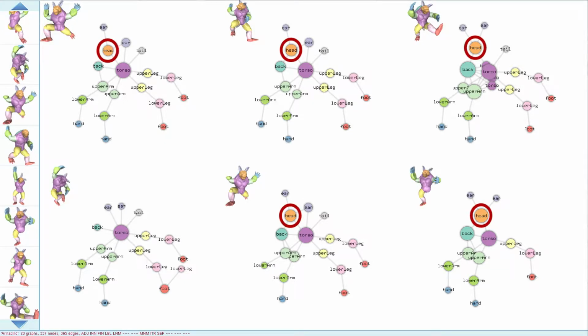It also becomes obvious that in the fourth mesh, the head is labelled as torso. The third mesh has multiple torsos. The fifth is missing a hand, and the last one is missing a leg.